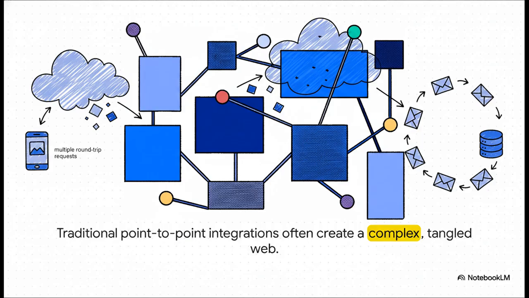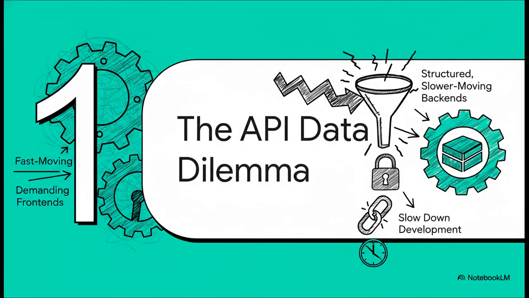You're either overfetching, just sucking down way too much data you don't even need, which totally bogs down your app, or you're stuck making request after request after request, just trying to piece together the info for one screen. It's a mess. And this constant tug of war between our fast-moving, hungry front ends and the more structured, maybe slower-moving back ends, well, that's what we call the API data dilemma. It's a huge bottleneck, and it can just grind development to a halt.